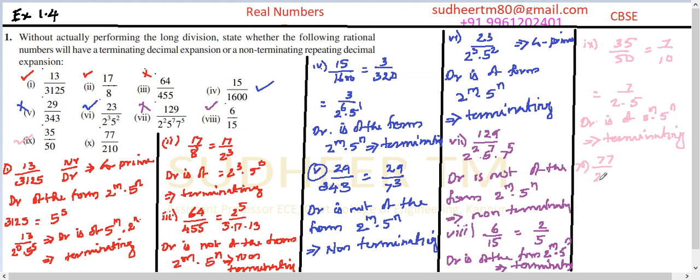Now the last one, 77 divided by 210, which is equal to 11 by 30, which is equal to 11 divided by 2 into 5 into 3. There is no common factor, so they are co-prime, but there is a 3 here, so it is not of the form 2 raised to m, 5 raised to n, which gives this expansion as non-terminating.